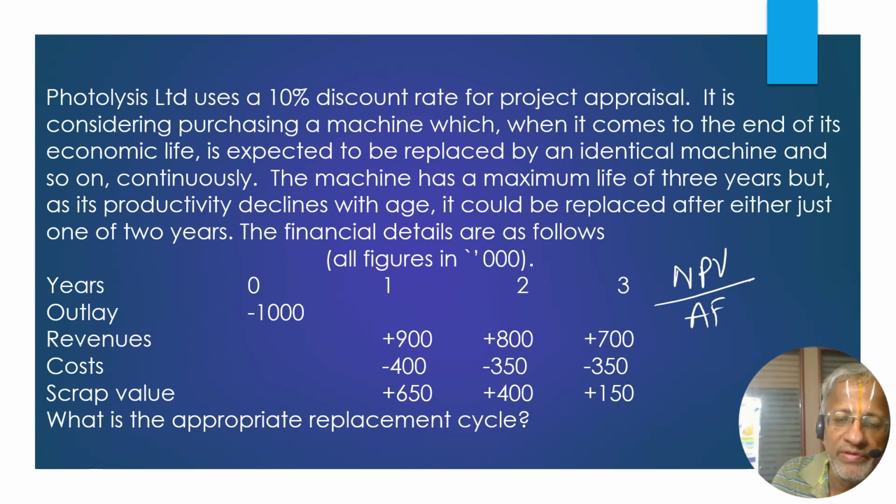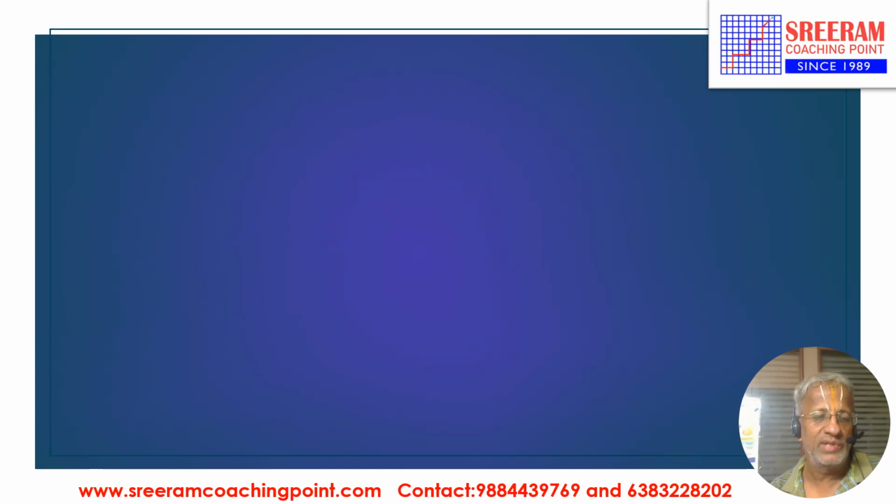So this is the sum of the weights. This is going to be your product. Product divided by the sum of the weights is going to give you the average. So it is very much an appropriate thing to use. So equated annual benefit, and whichever replacement cycle gives the maximum, that is what we are expected to select.